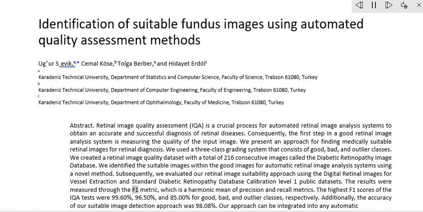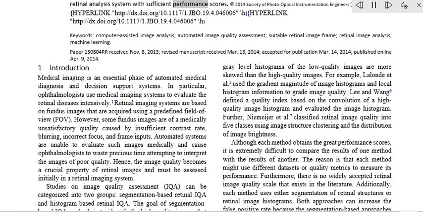The results were measured through the F1 metric, which is a harmonic mean of precision and recall metrics. The highest F1 scores of the IQA tests were 99.6%, 96.5%, and 85% for good, bad, and outlier classes, respectively. Additionally, the accuracy of our suitable image detection approach was 98.08%. Our approach can be integrated into any automatic retinal analysis system with sufficient performance scores.